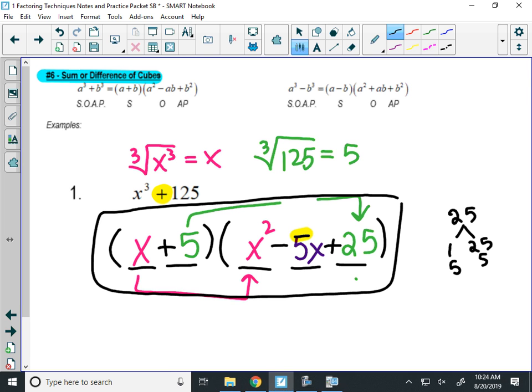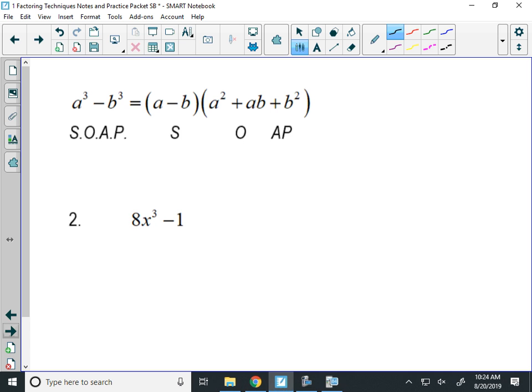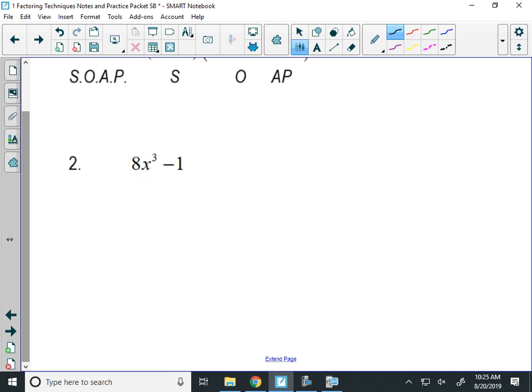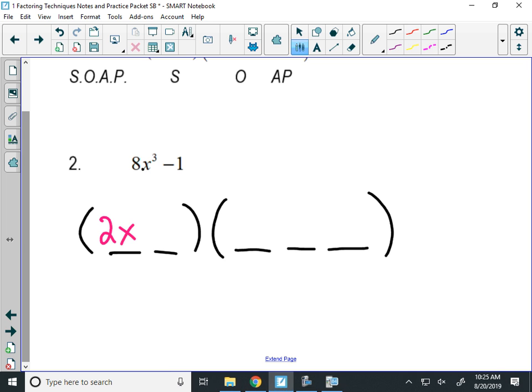All right, let's try now. It's mostly just memorizing where things go. Number 2, 8x cubed minus 1. So I start, again, I'm going to have a binomial and then a trinomial. I take the cubed root first. What's the cubed root of 8x cubed? 2x. So put 2x in my first blank.